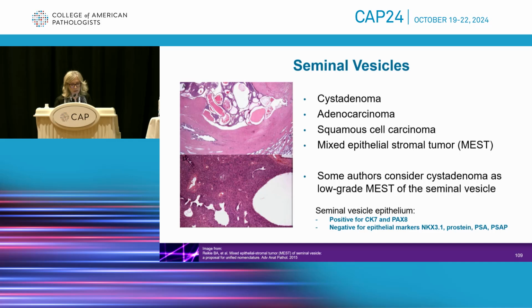I definitely did not think it was an adenocarcinoma, and as you see, I did immunohistochemistry. Typically the seminal vesicle epithelium is positive for CK7 and PAX8. I didn't do PAX8, but CK7 was negative. I also did NKX3.1, PSA, PSAP, and AR. I overstained this, and they were all positive, showing that this was not seminal vesicle epithelium, but rather prostatic epithelium. So I eliminated the hypothesis that this could have been a seminal vesicle lesion.